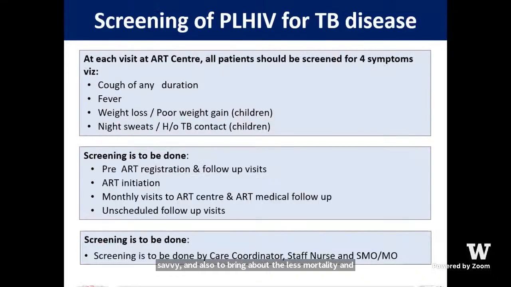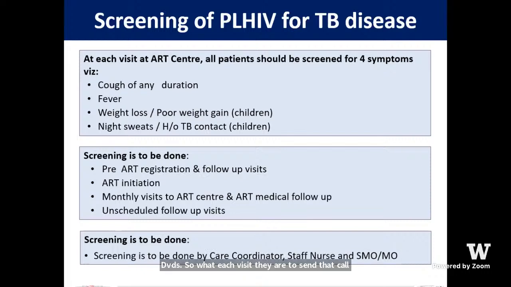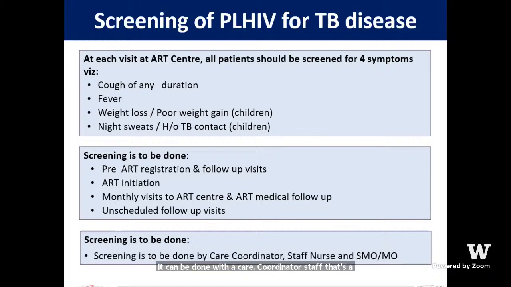Next slide. What is that? The screening of PLHIV for TB disease. At each visit to the ART center, we check for cough, fever, weight loss, poor weight gain in children, and night sweats. All of these are to be checked every time: at pre-ART registration, ART initiation, monthly visits, and every unscheduled follow-up. Every time this 4S screening has to be done. It can be done by the care coordinator, staff nurse or SMO, and the patient has to be fast-tracked immediately to the doctor, and the GeneXpert, the molecular-based TrueNat, or the X-ray, whichever tests are available, are to be done immediately, so that infection control is achieved.